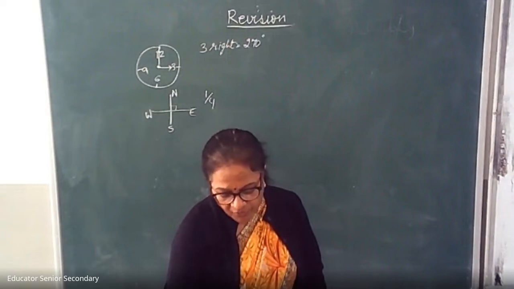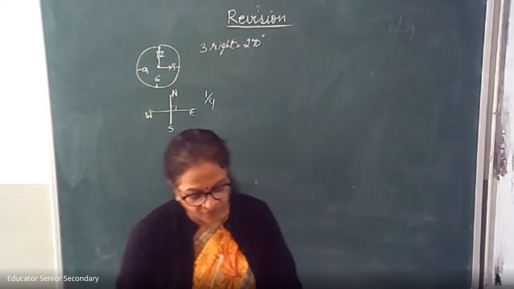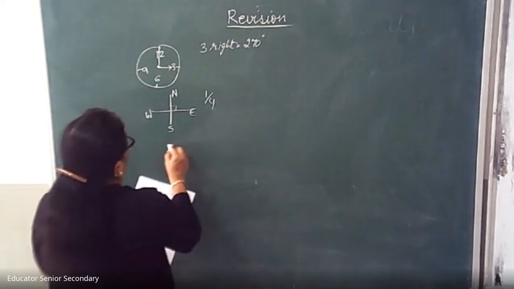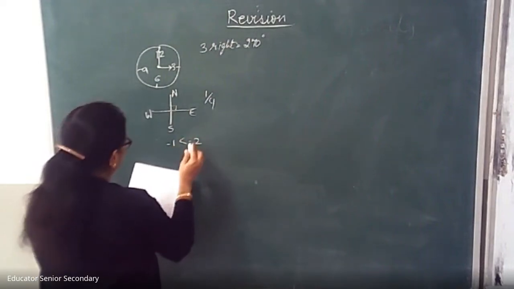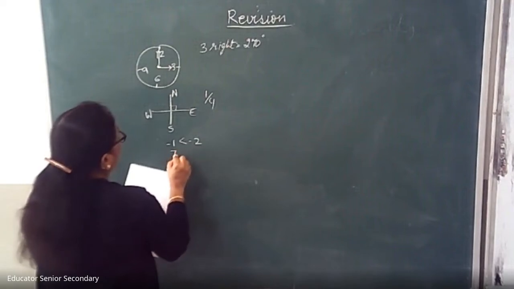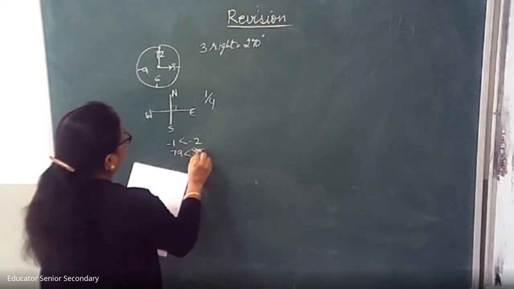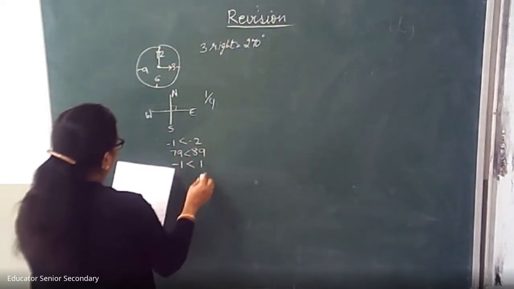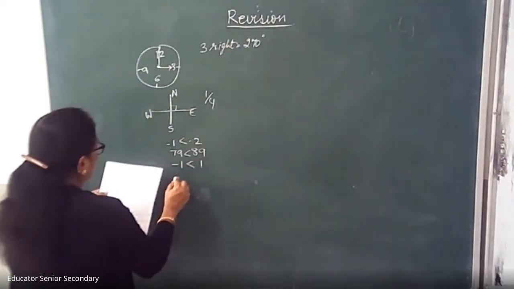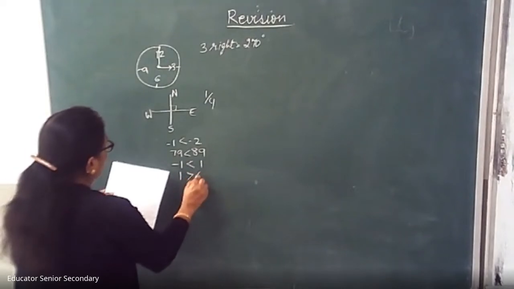Now, which of the following is false? The options given are: minus 1 is smaller than minus 2; 79 is smaller than 89; minus 1 is smaller than 1; and 1 is greater than 0.